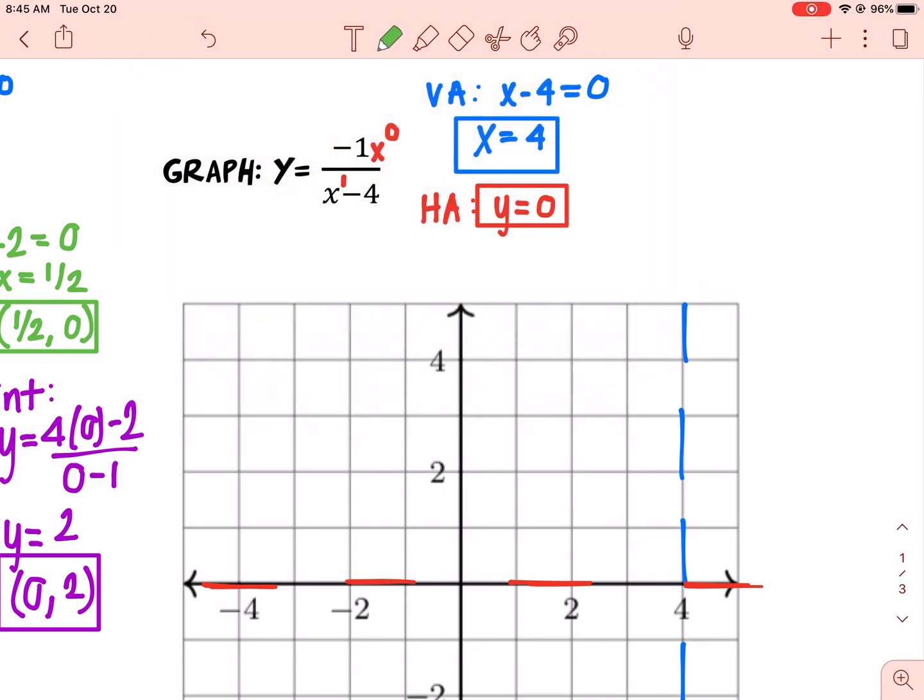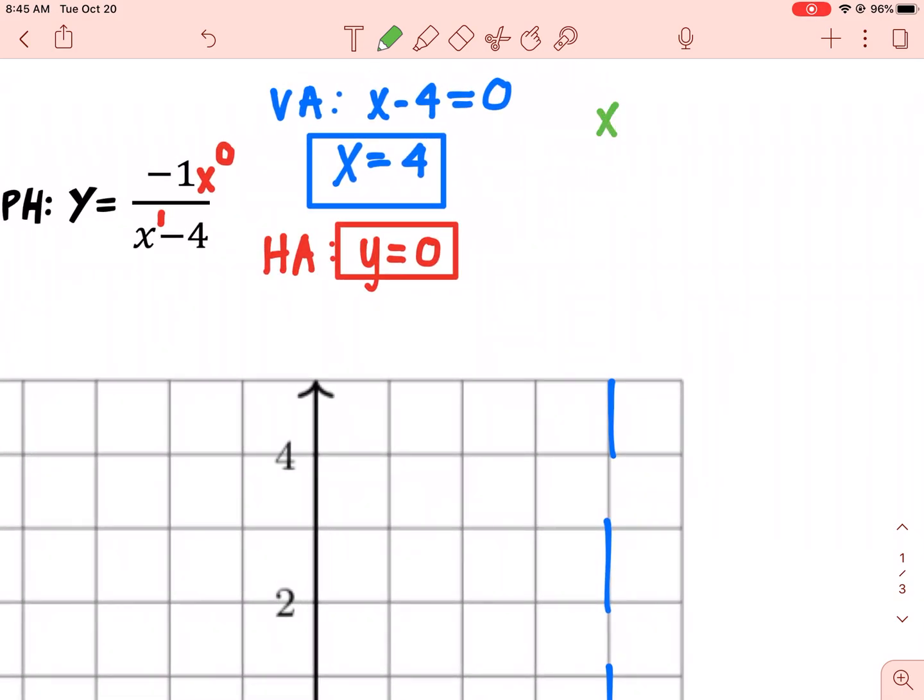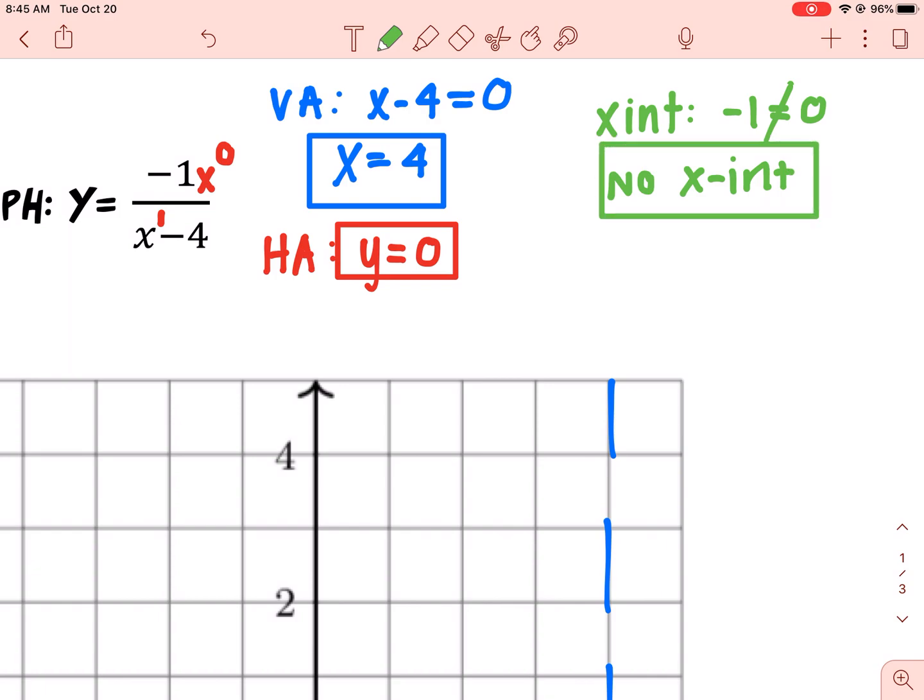Then we move on to step 5, x-intercept. When is the numerator equal to 0? So x-intercept, numerator equal to 0. Well, when does -1 equal 0? Never. So there's actually no x-intercept. And that's okay. It's just saying it's not going to cross that x-axis. Totally fine.